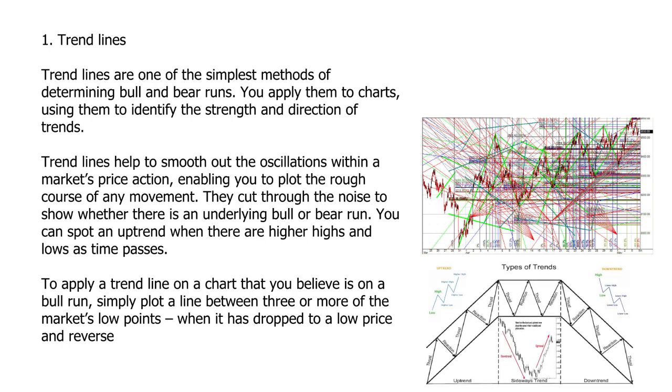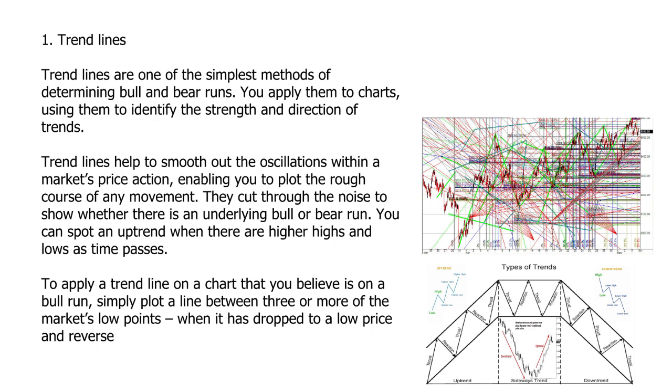You can spot an uptrend when there are higher highs and lows as time passes. To apply a trend line on a chart that you believe is on a bull run, simply plot a line between 3 or more of the market low points when it has dropped to a low price and reversed. If the line points up, then you have confirmed the uptrend. The steeper the line, the stronger the move.